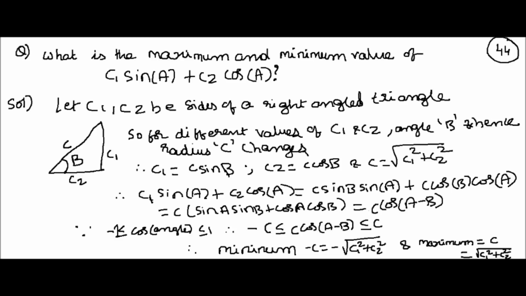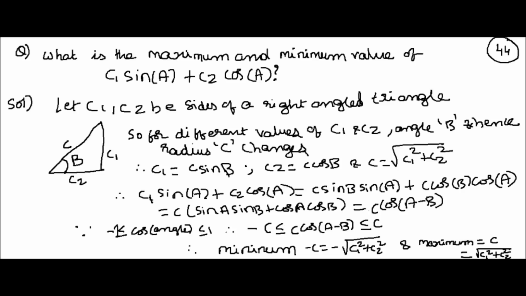Substituting C1 and C2 in the original equation C1 sin A plus C2 cos A, we will see that it is nothing but C of cos(A minus B). But we know cos of an angle is between -1 and +1. So multiply C on all sides of the equation, then it is minus C less than or equal to C cos(A minus B) less than or equal to C.